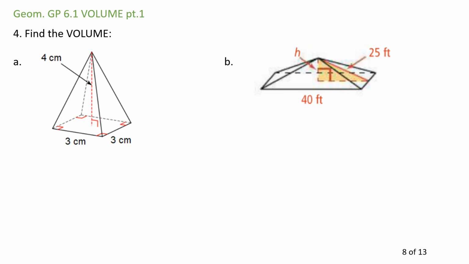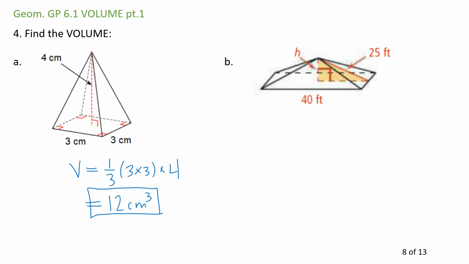Formula for the volume of this pyramid is 1/3 base, which is 3 by 3, times height, which is 4. And I believe that's 12. It's still cubic centimeters.